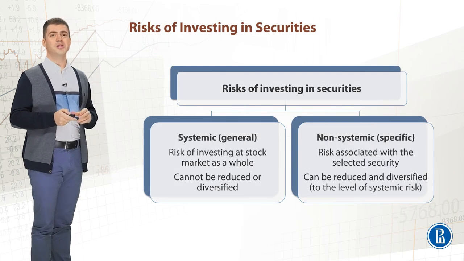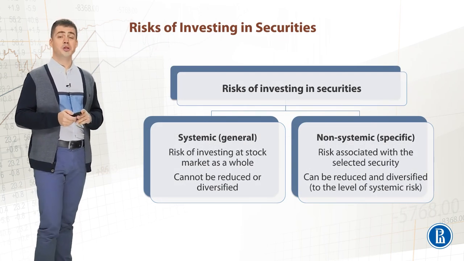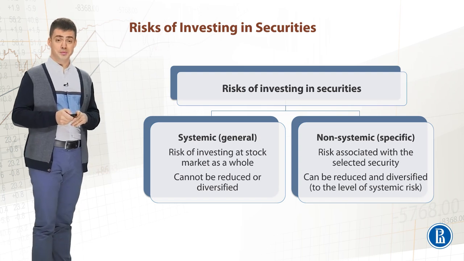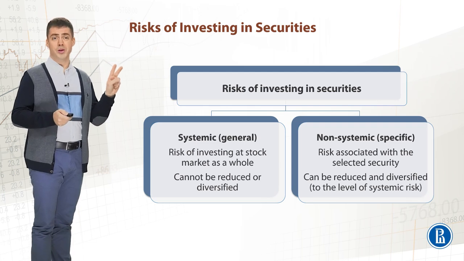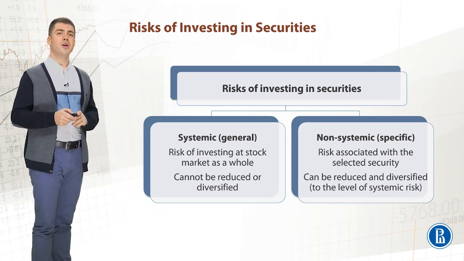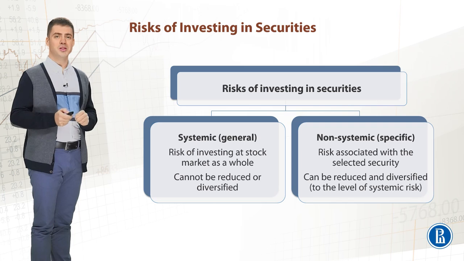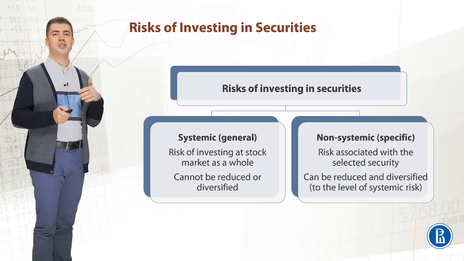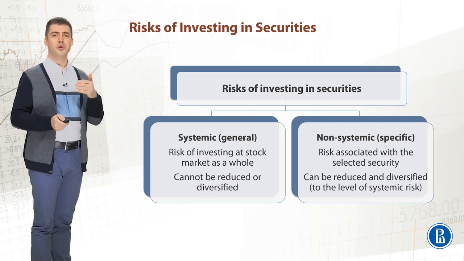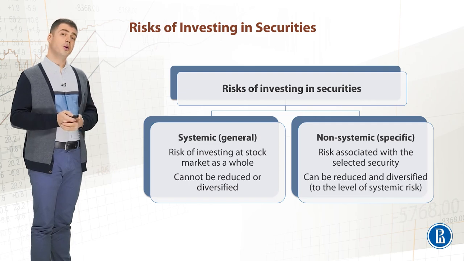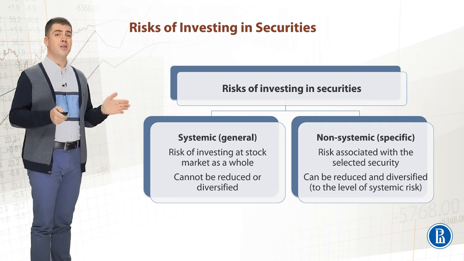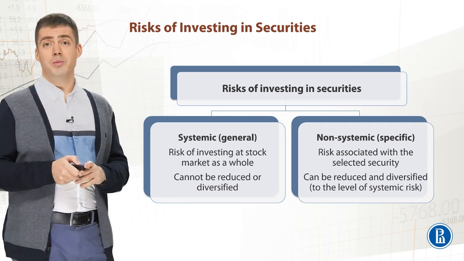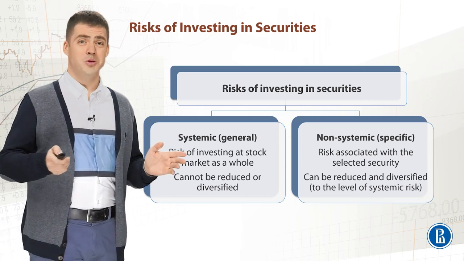By the way, let's talk a bit about the risks associated with investing in securities. We can distinguish between two general types of risks. The first type of risk is called a systemic risk, which can be described as the risk that refers to the stock market as a whole. This risk cannot be diversified or reduced or eliminated in any other way. The only way to escape those risks is not to invest.